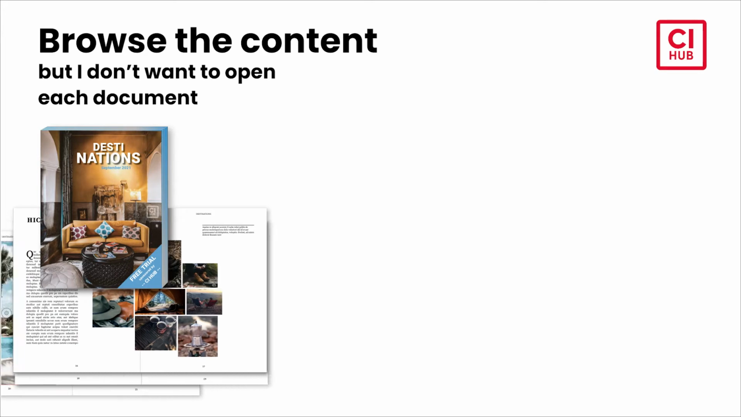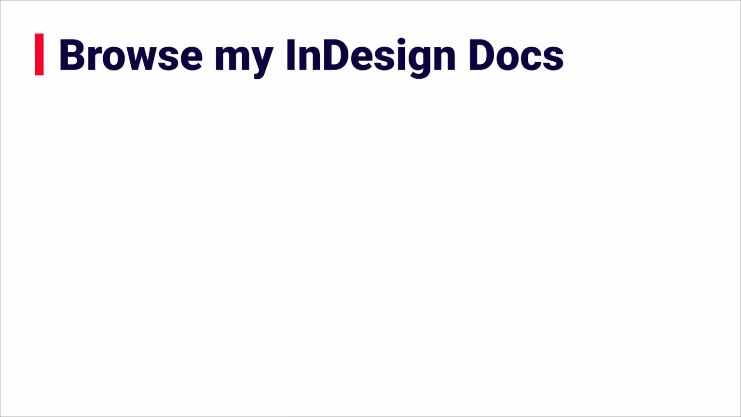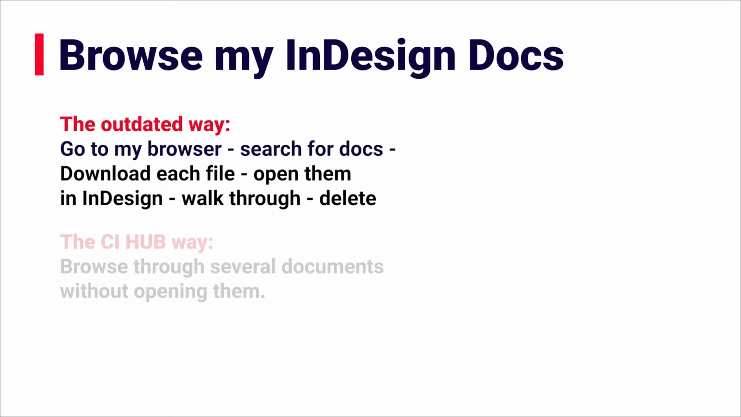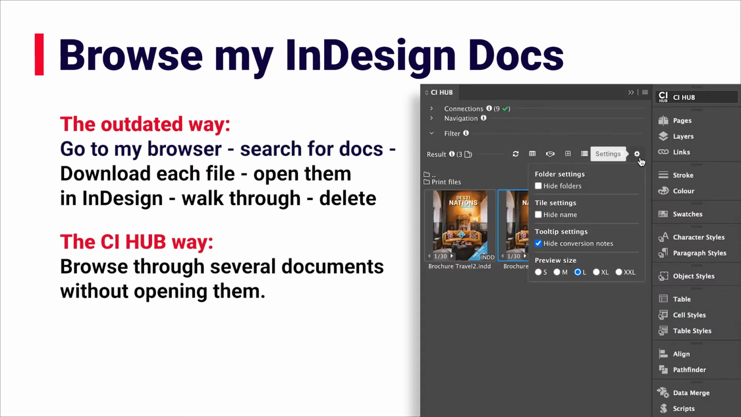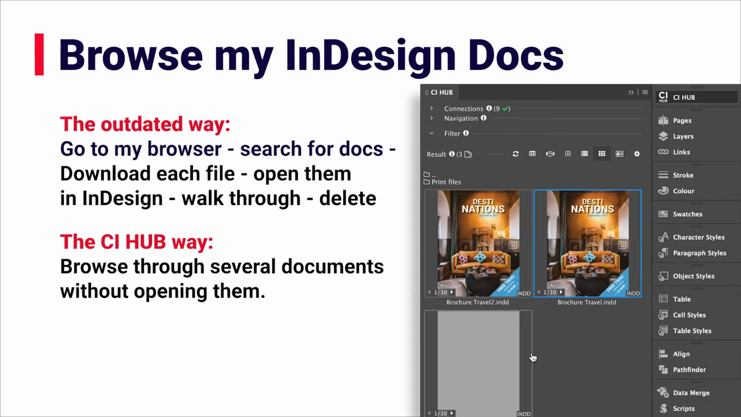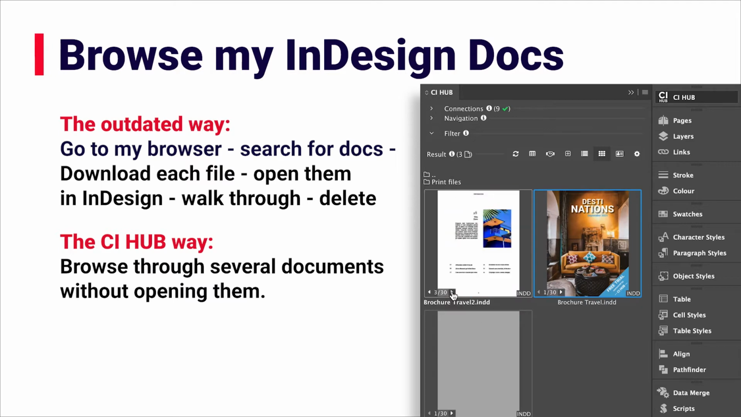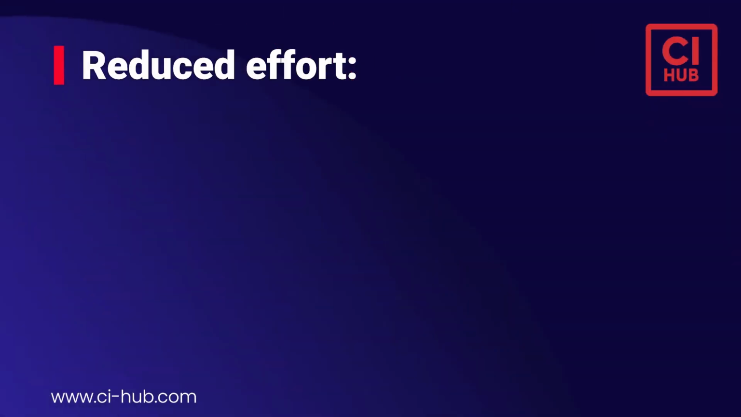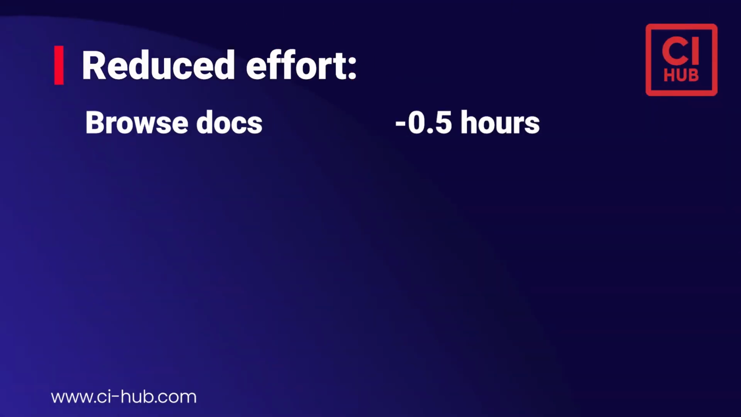First, I search for the document and I have to check the content of these documents. But I don't want to open each document. So the outdated way would be go to my browser, search for docs, download each file, open them in InDesign, walk through, and at the end delete the files. Now the CI Hub way is browse through several documents without opening them. That saves me round about half an hour.